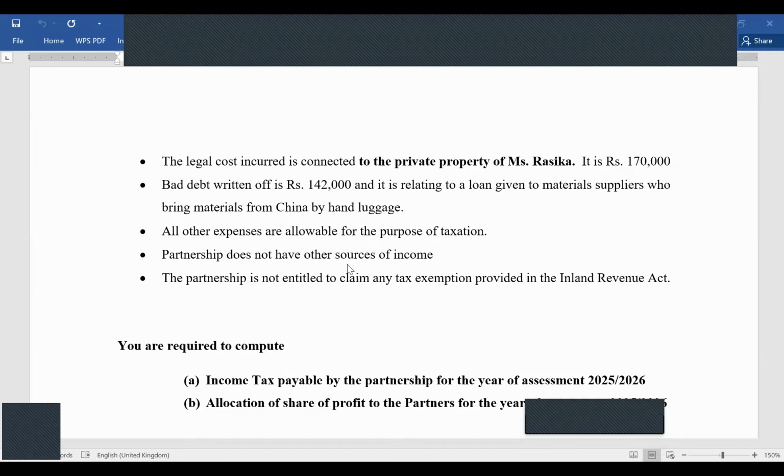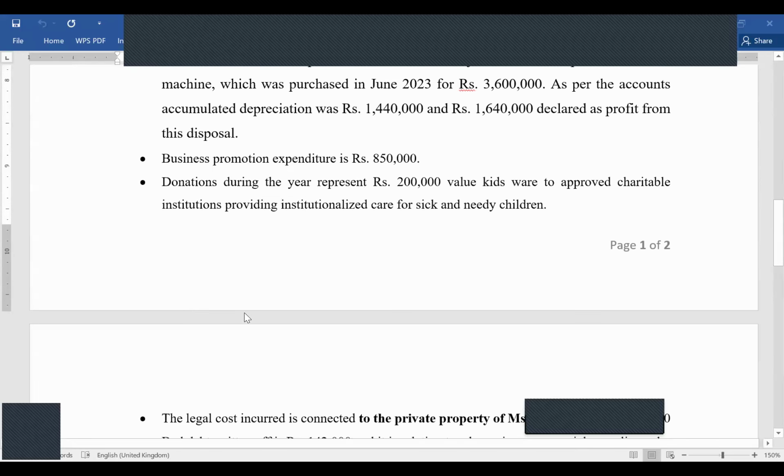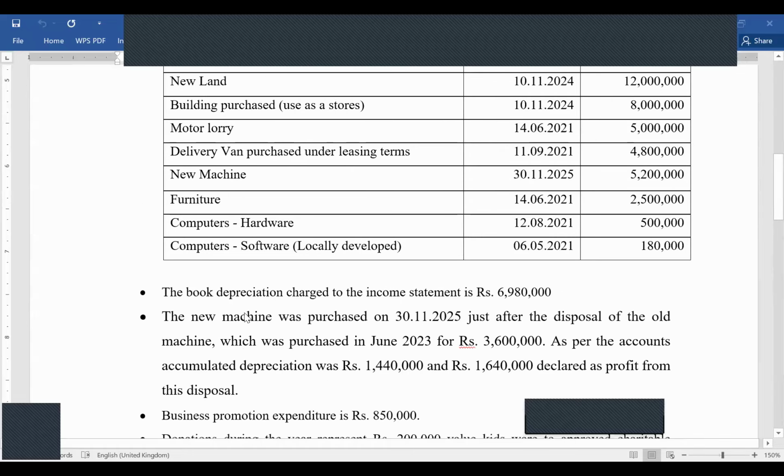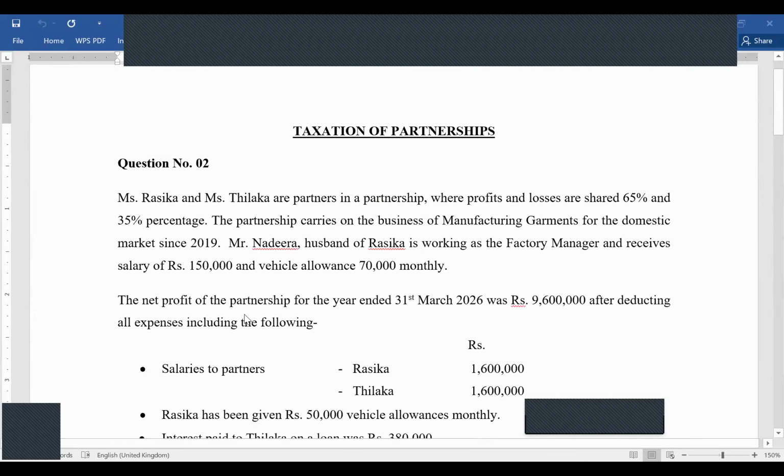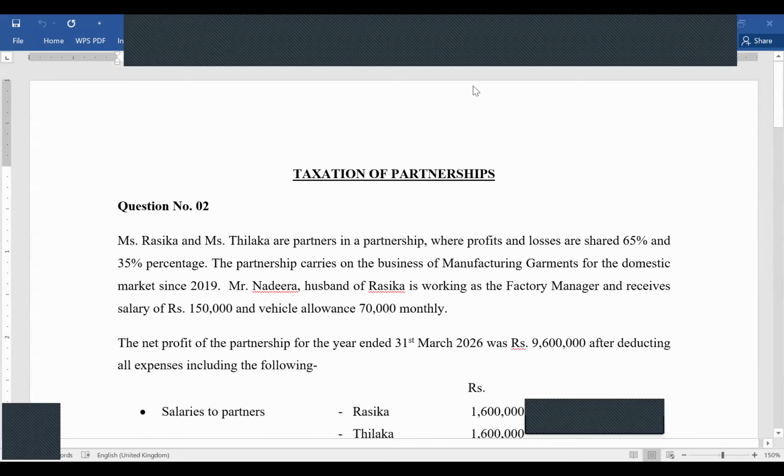Partnership does not have other sources of income. The partnership is not entitled to claim any tax exemption provided in the Inland Revenue Act. So you have been given these particulars, and you have to calculate the tax liability of this partnership. Okay, let's try to do it. I will share this in the chat box.